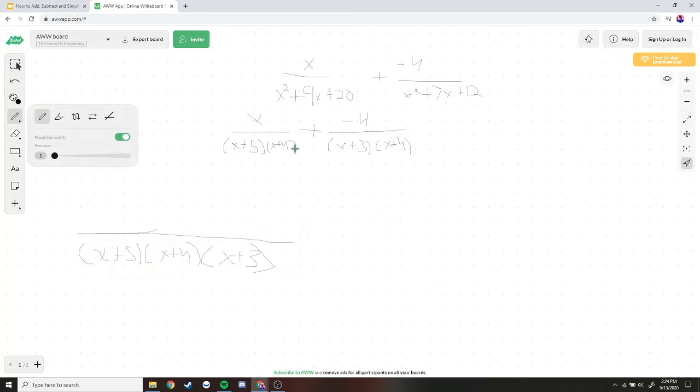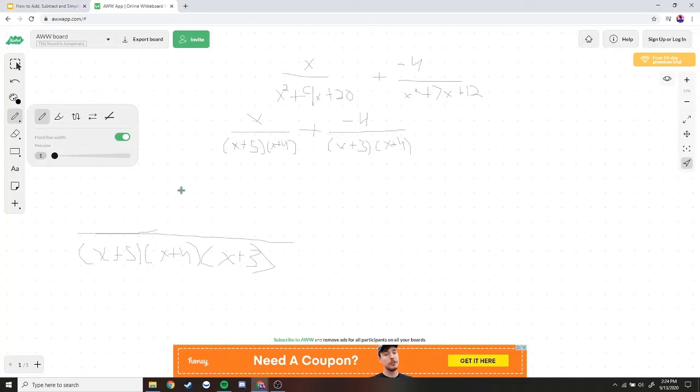And since we multiplied this side by x plus 3, like this, we're going to have to distribute it out. So we have x times x, which is x squared. And then we have x times plus 3, which is 3x. And on this other side, what we did was we multiplied it by positive 5, or x plus positive 5.